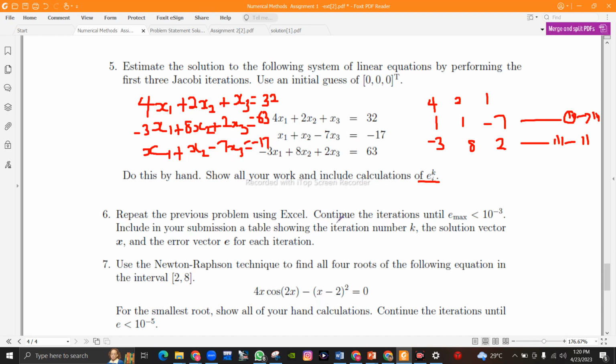We can write our equation that we're going to use to solve the question. So for your x1, let me rub this off.